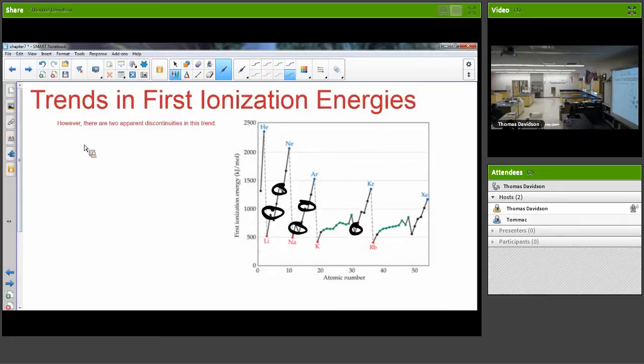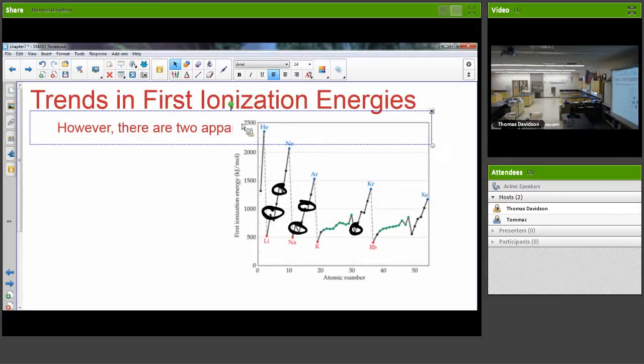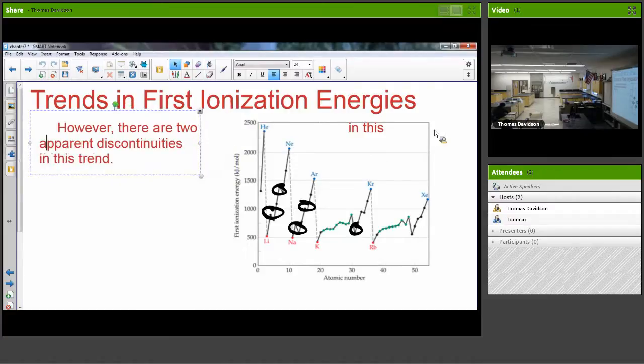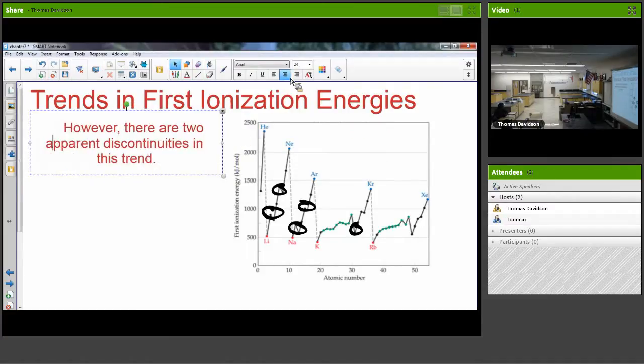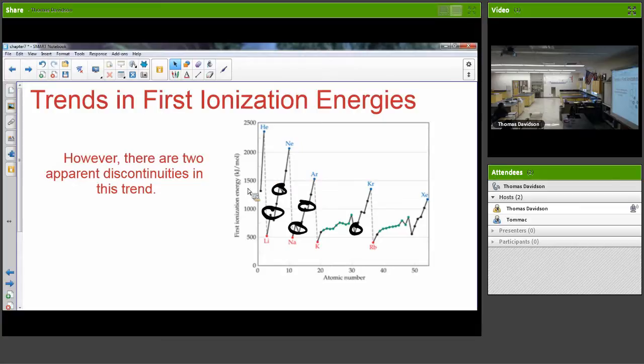Now, however, make this a little bit bigger, there are two discontinuities in what we would expect to happen here. That's ugly. There, that looks cuter. Doesn't that look cuter, kids? All right. So discontinuities means that it doesn't seem to follow what we just wrote. And I have these circled here. And they're not that hard to explain, and they're not that hard to understand. Most of the time, pretty easy. Remember, we're talking about ionization energy is the energy required to remove an electron.